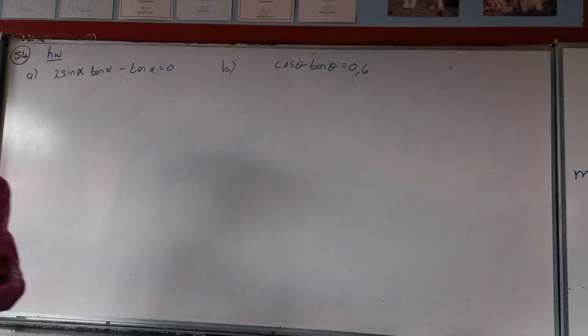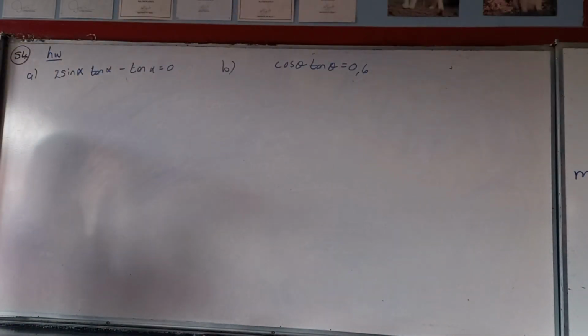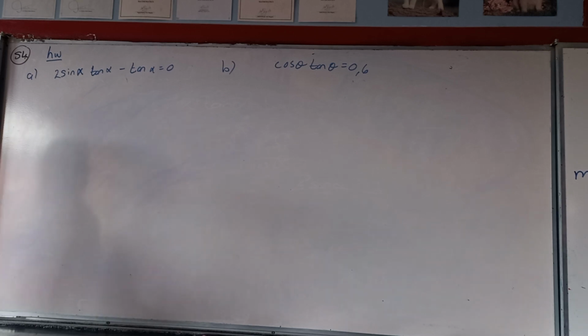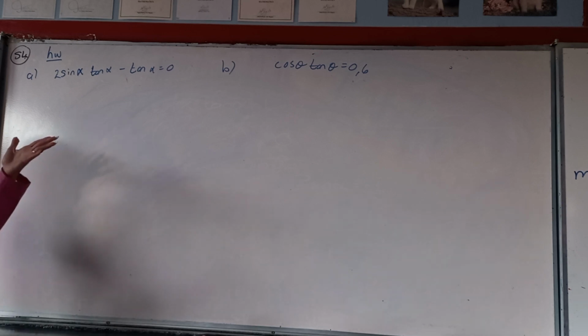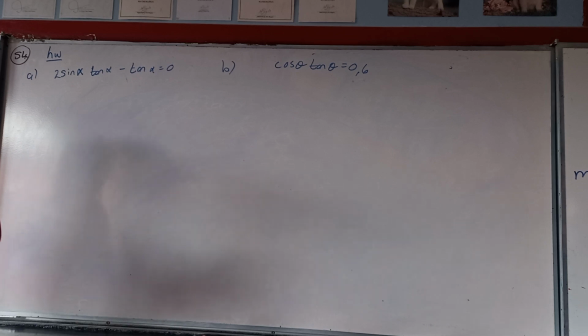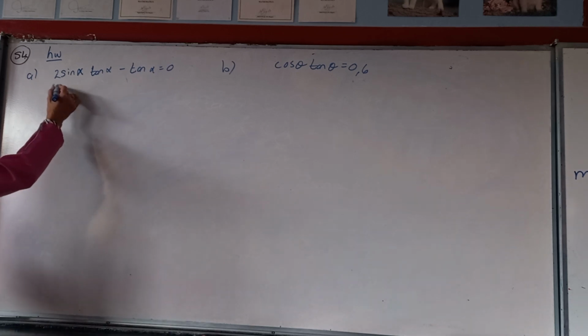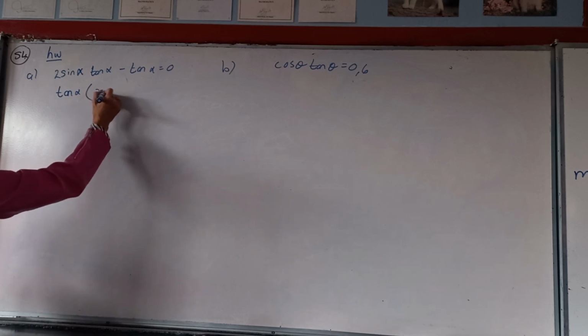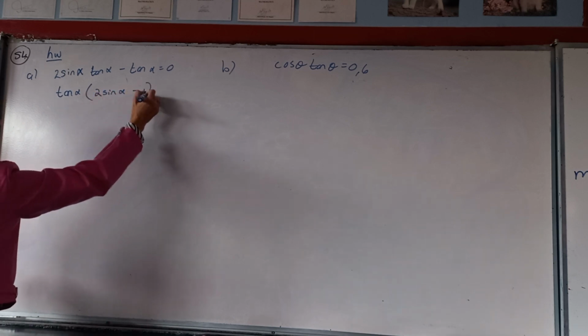Homework on general solutions, trig equations. Solve for alpha. Type? Why? Because I have to factorize. There's no way of any other type happening. So I'm factorizing, taking out a common tan. What's left? Sine alpha minus 1.